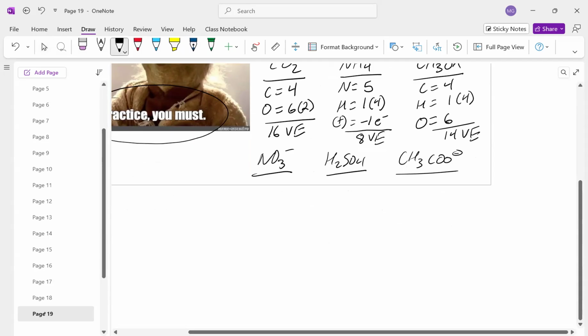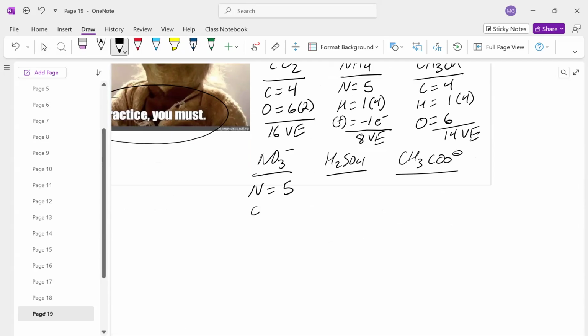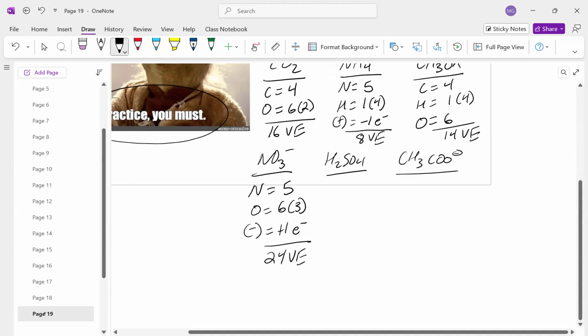So nitrate, there's one nitrogen with five valence electrons. There are three oxygens, each of them with six, and we got a negative charge. That means we got an extra electron to add. So that comes out to 24 valence electrons.